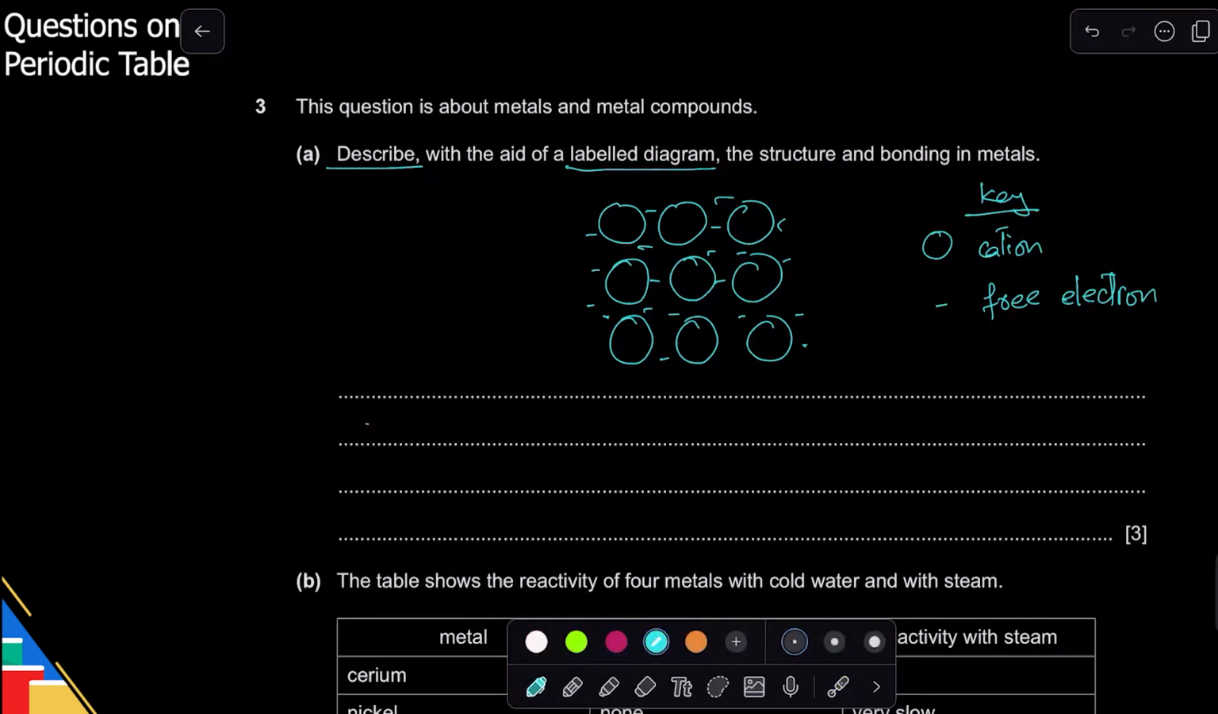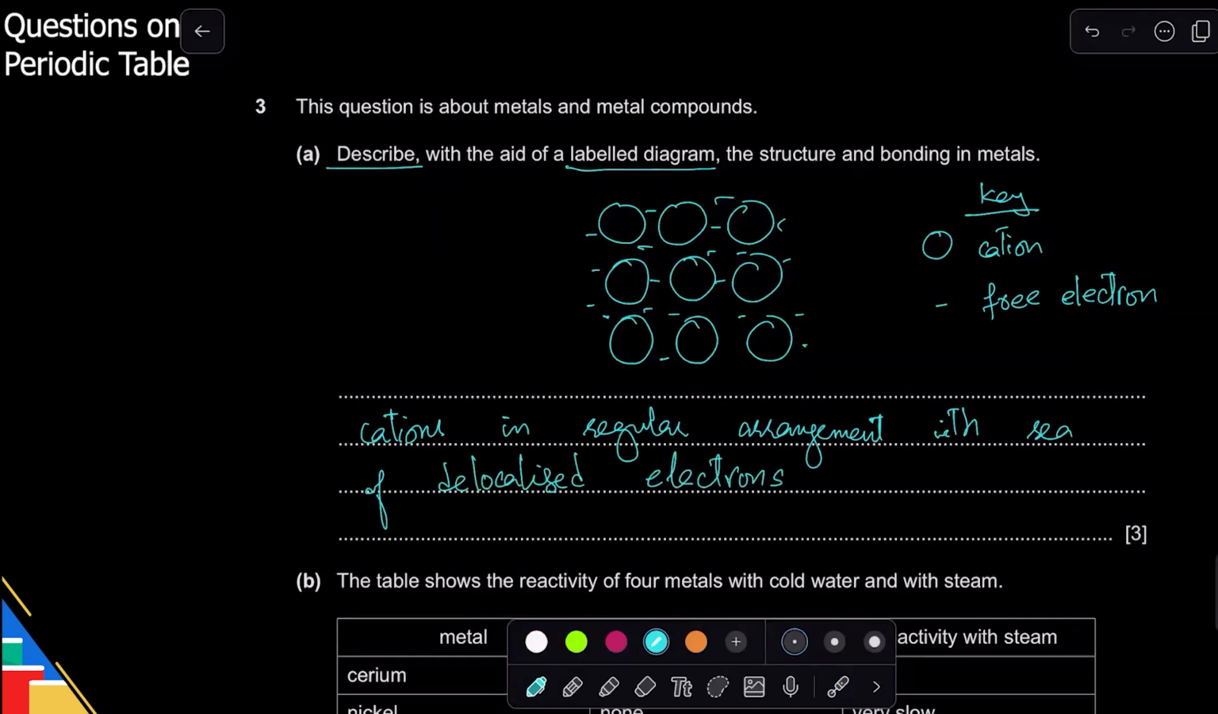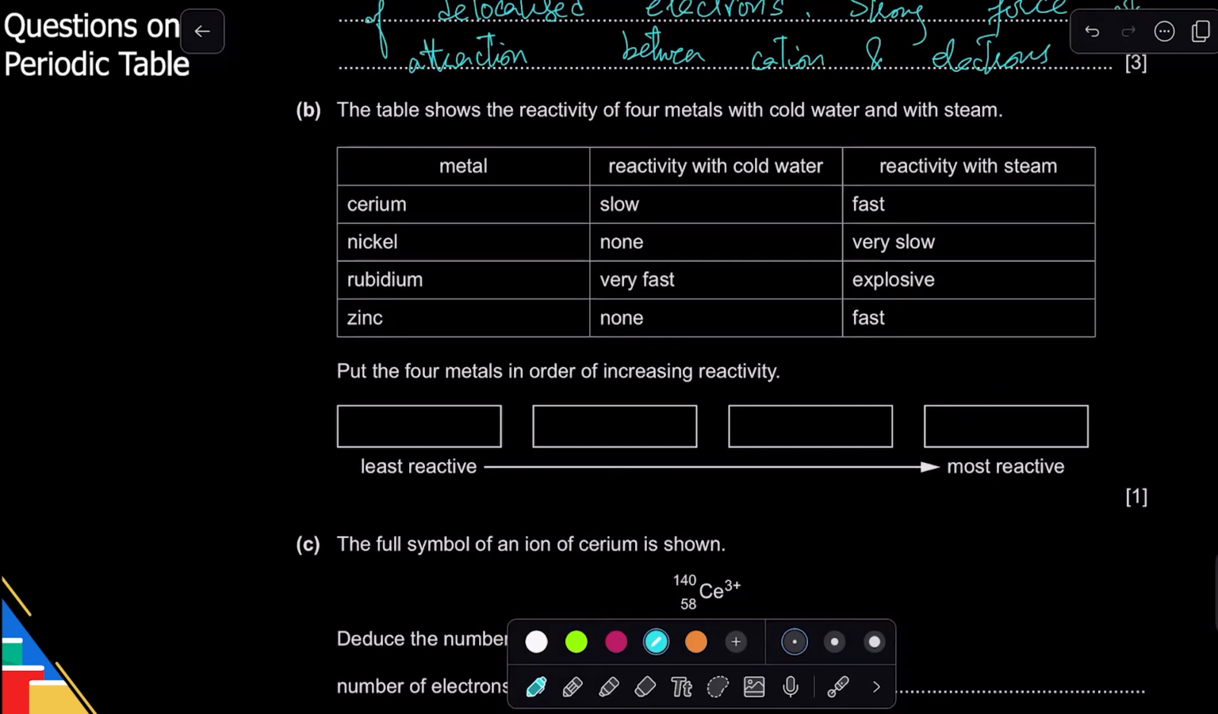We'll say there are cations in regular arrangement or regular order or close together or in layers, with delocalized free electrons, and we will say there is a strong force of attraction. You can say electrostatic force of attraction if you want. Force of attraction between cations and electrons. There you go. The table shows the reactivity of 4 metals with cold water and steam.